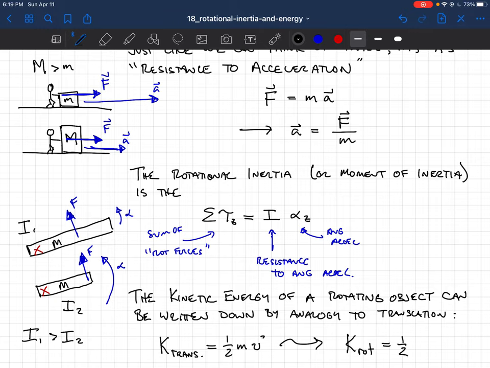Well, what is v? Oh, geez, it's 1/2 mv squared. What is the analog of v? Well, v is velocity, so the analog is angular velocity, omega. And what is the analog of mass? Well, mass is inertia, so we have rotational inertia. So this will be the equation that we write down later in the lecture and that we'll use in our conservation of energy equations.